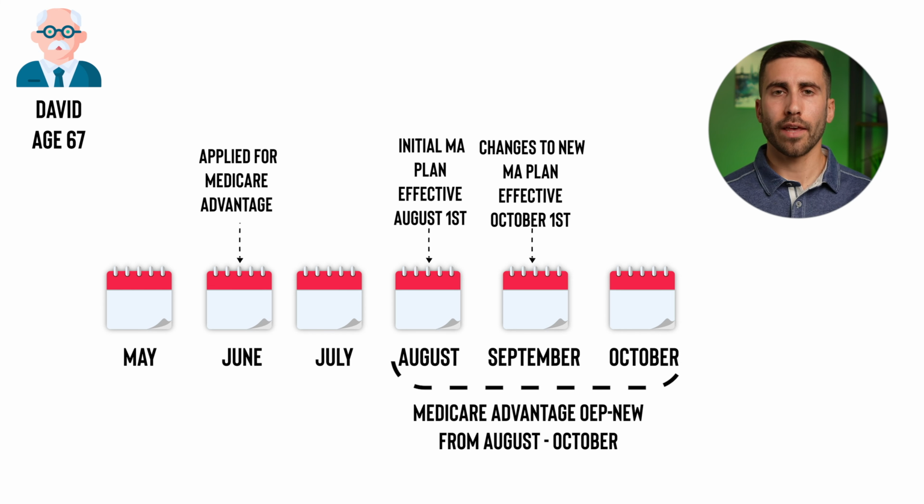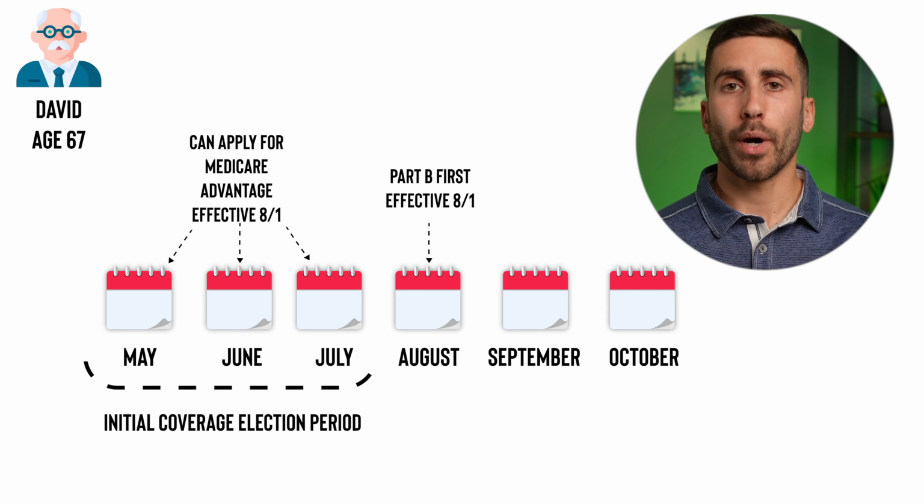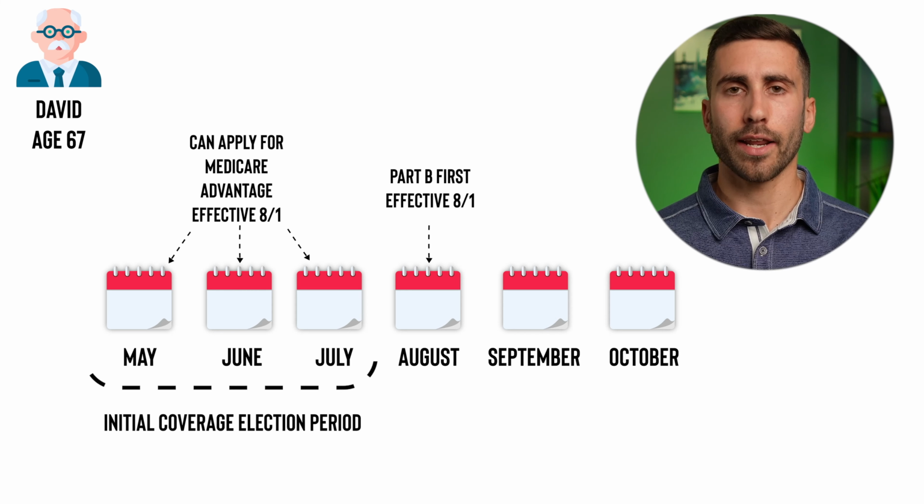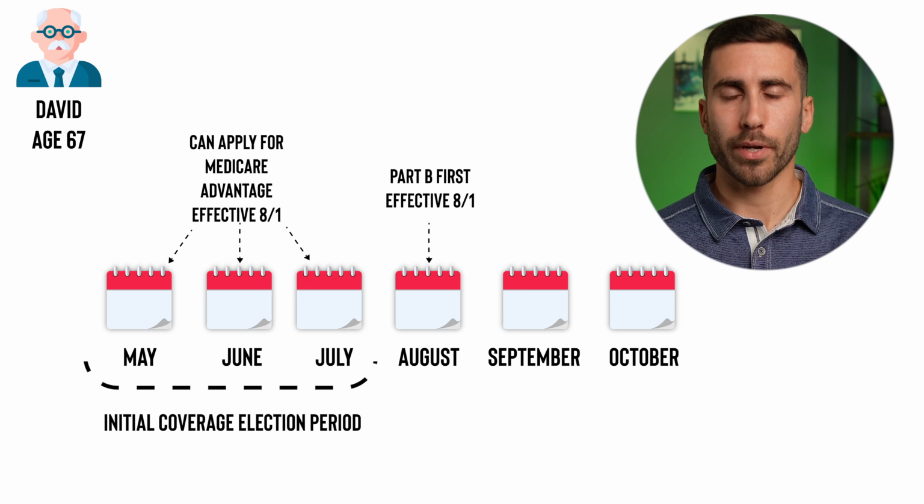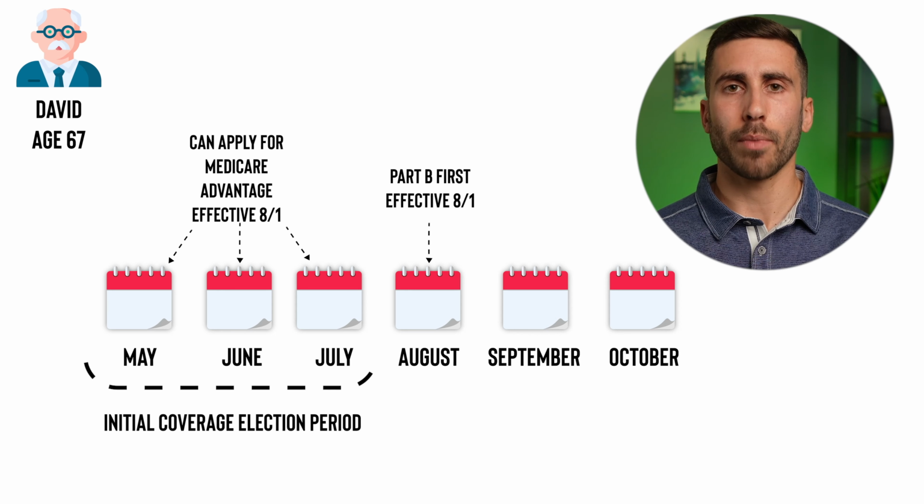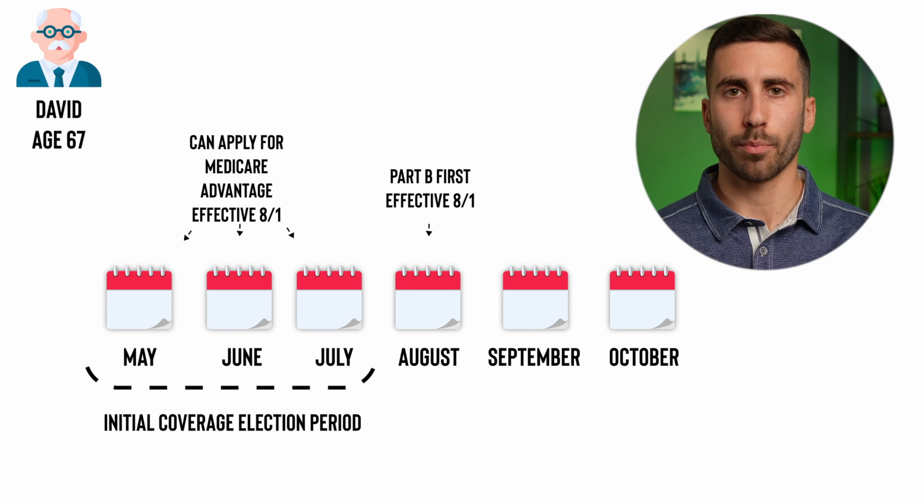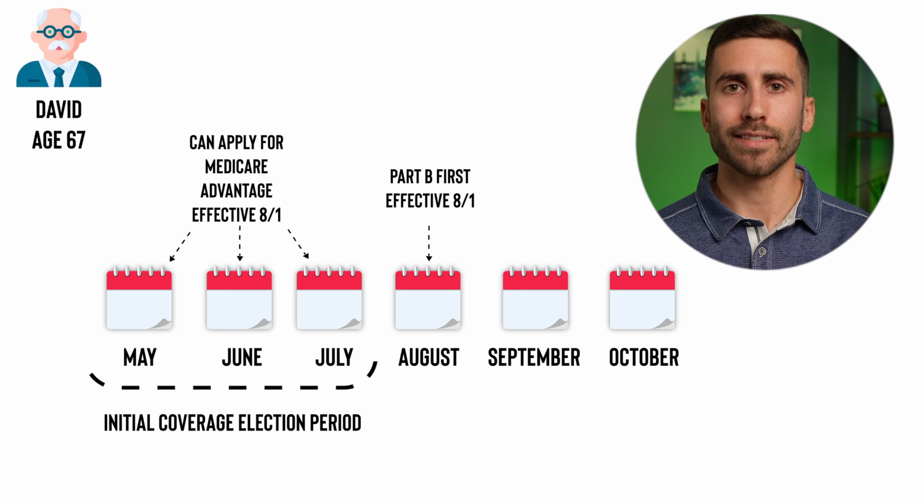Like always, here is a brief example to make a little bit more sense of the ICEP. Again, we will use David from our previous example. David used his Part B special enrollment period to enroll in Part B of Medicare effective August 1st at age 67. But he still wanted a Medicare Advantage plan for August 1st, so he needed an enrollment period to do so. David can no longer use his initial enrollment period since he has passed the 7-month window that surrounds his 65th birthday. So instead, he can use his ICEP.